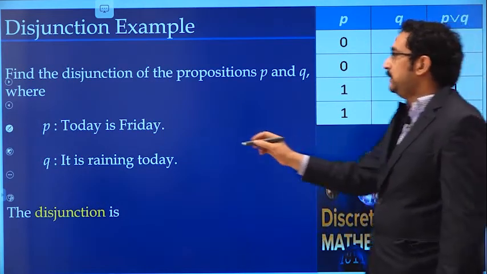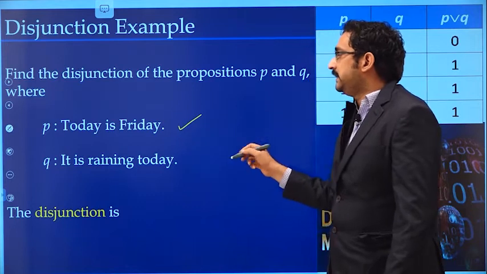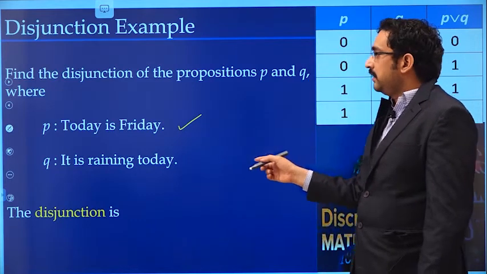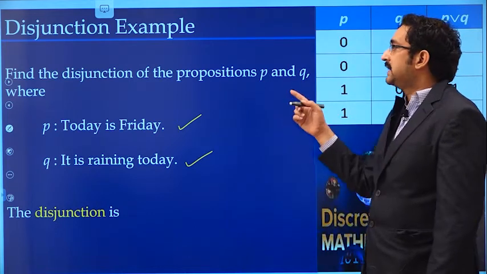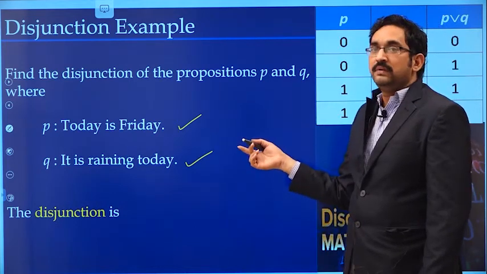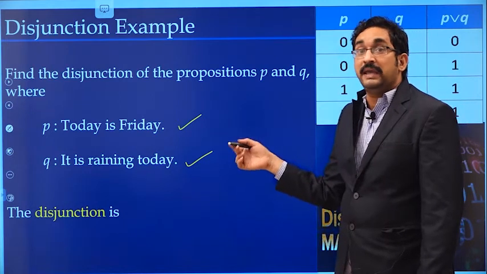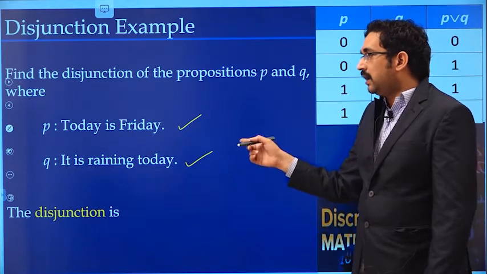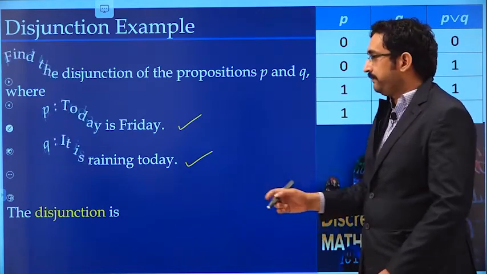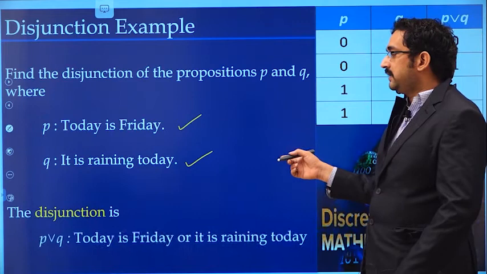See one more example. Here the proposition P is representing today is Friday. The variable Q is representing it is raining today. We have to express its disjunction. So disjunction can be expressed as P or Q. It can be read as today is Friday or it is raining today. So that is the solution for the given one.